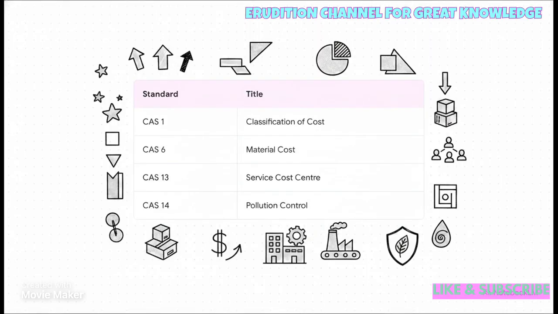There are 24 total standards issued, but you absolutely need to know these specific numbers and titles cold for test day. For example, CAS 1 is all about the classification of cost. CAS 6 dictates material cost. CAS 13 governs the cost of a service cost center. And CAS 14, that one deals specifically with pollution control cost. Memorize these mappings for sure.